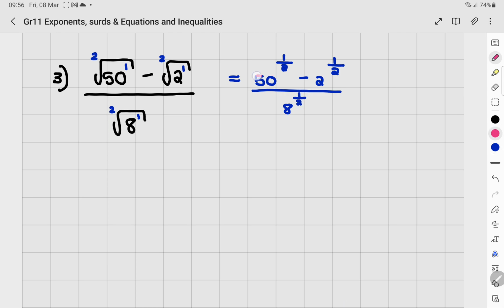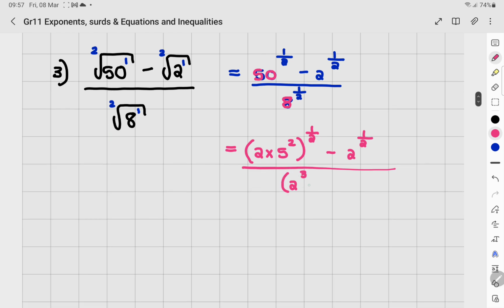Next step, we want to break down the 50 and the 8 into a product of their primes. For 50, it's going to be 2 times 5 squared, all raised to the power of half, minus 2 to the power of half, over, and 8 becomes, sorry, there goes our intercom, and 8 becomes 2 to the power 3, all raised to the power of half.